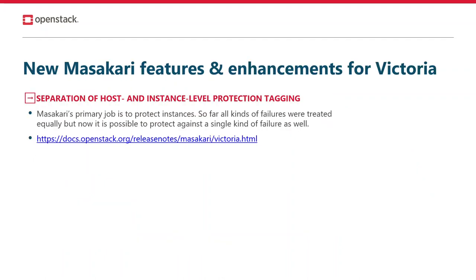We finished the Victoria cycle with only one feature, which is a separation of host and instance level protection tagging. So basically before that feature, Masakari treated equally whether there was a host or an instance failure. You couldn't, as a user, differentiate between instances that are going to be protected against instance failure and those protected against host failure. And now it is possible.